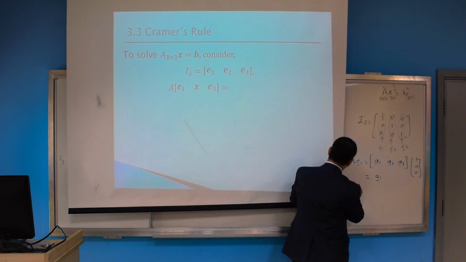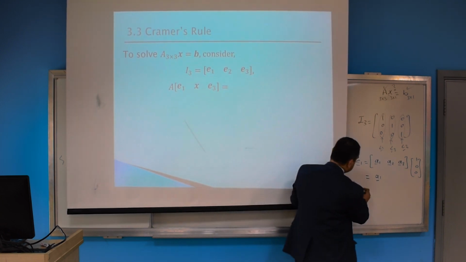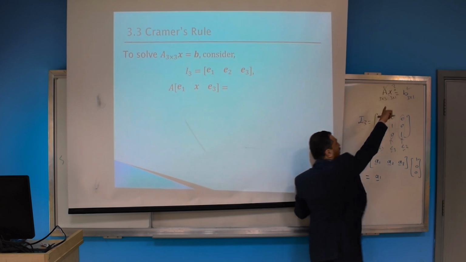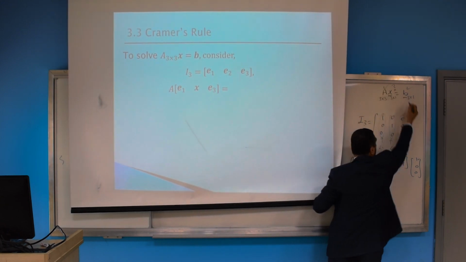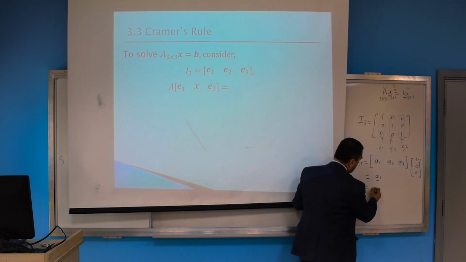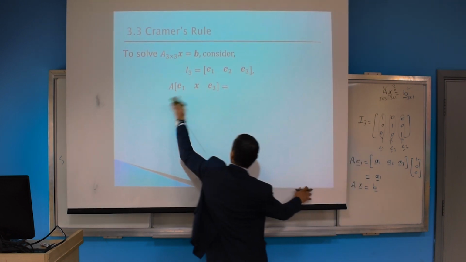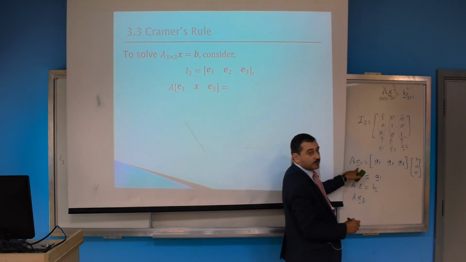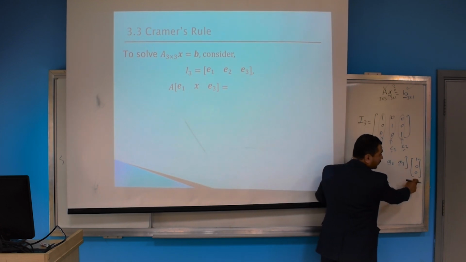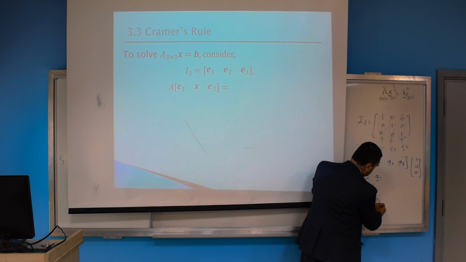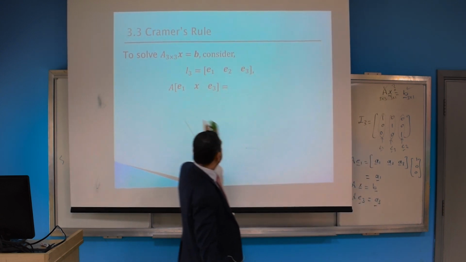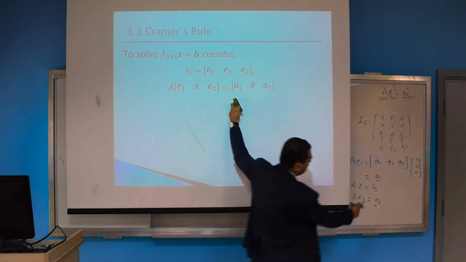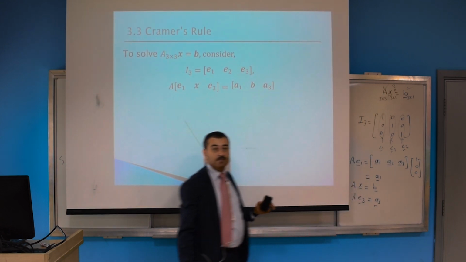What about AX? What is AX? I'm solving this problem, so AX equals B. What about AE3? It will be something similar to the first one, but we'll have 1 in the last row, so we'll get directly A3. Right? So this multiplication would produce A1, then B, then A3.